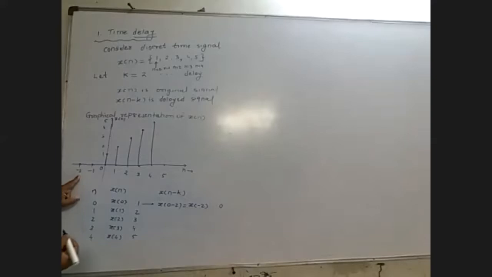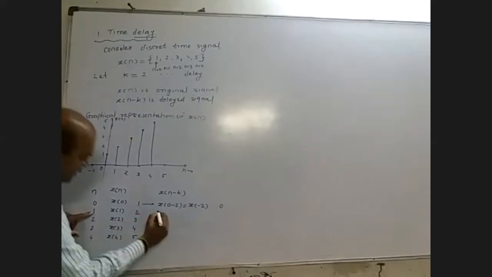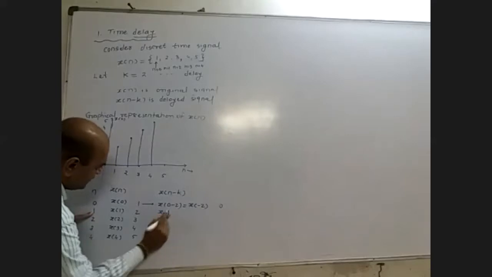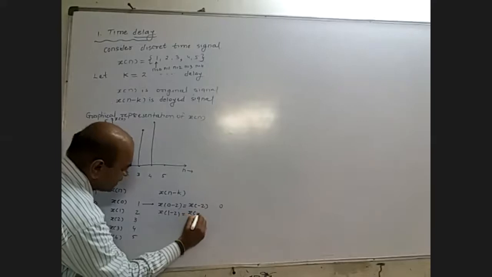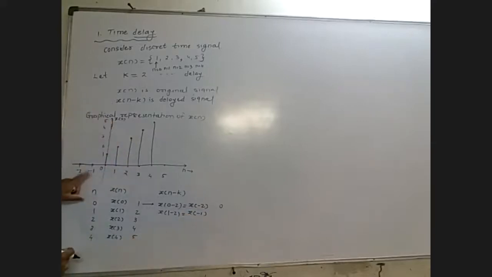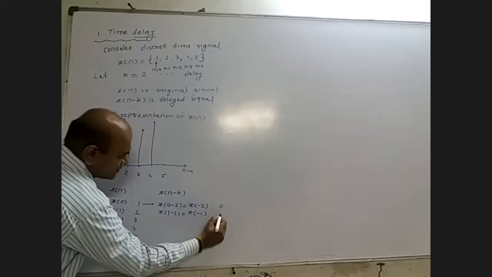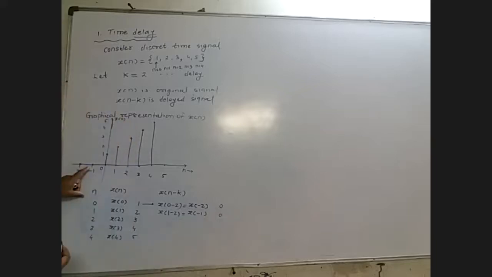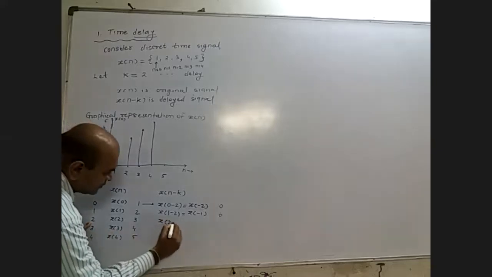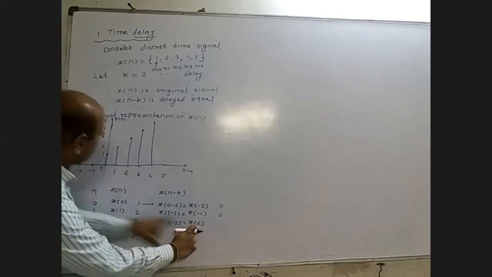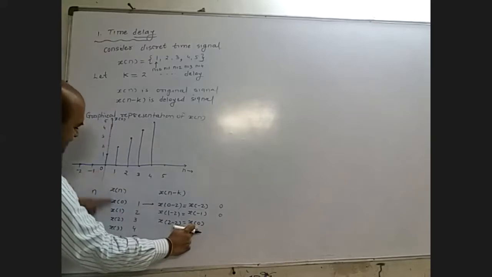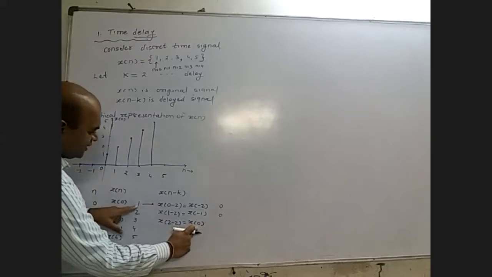Getting my point? Now, similarly, when the value of n is equal to 1, 1 minus 2, you will get x of -1. X of -1, its amplitude is 0. So the resultant value is 0. Similarly, when n is equal to 2, 2 minus 2 is x of 0. What is x of 0? You already got it. It is 1. So its value is 1.